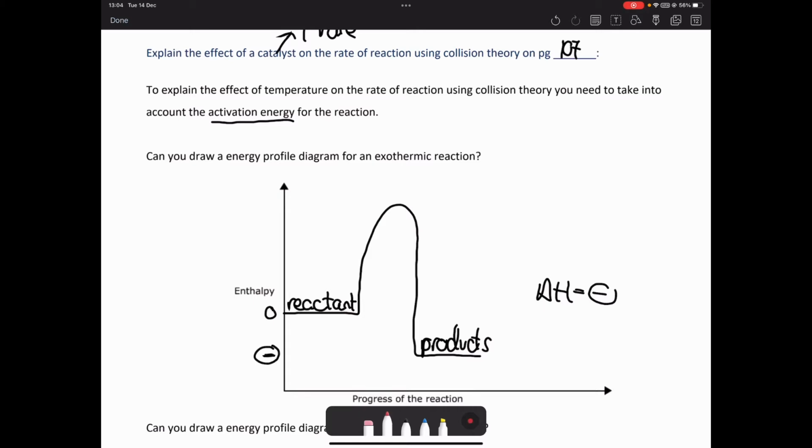When we label this up, we go from here to here is our activation energy. So the activation energy is the minimum amount of energy a particle has to have so that it can go through successful effective collisions and make product. So think of it as a hill that all of your particles have to get over before they can actually react to make product. And down here is our delta H value for our enthalpy to prove it's exothermic.